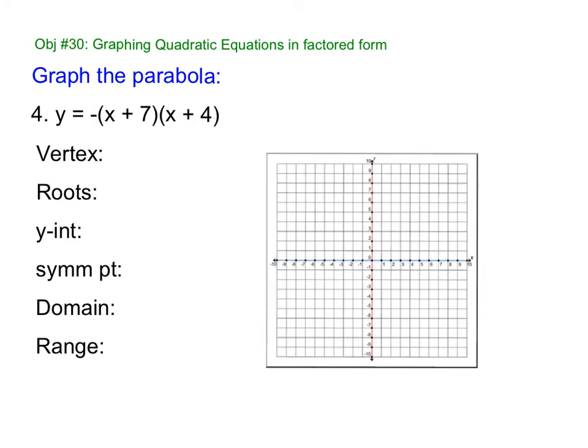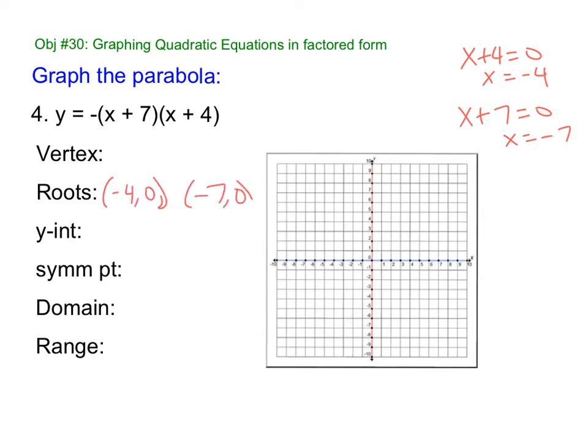Okay. This one's a little harder because we're going to have some decimals, but aside from that, it's really not that bad. So I want you to pause and try it on your own. So my roots, again, set each of those equal to 0. Subtract 4, subtract 7. So we get -4, 0, -7, 0. So we're here and here.